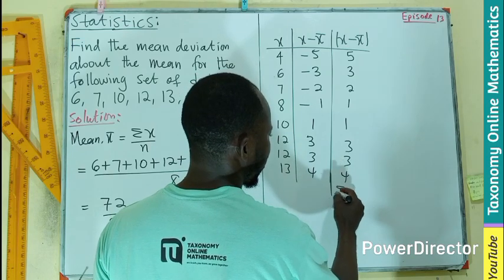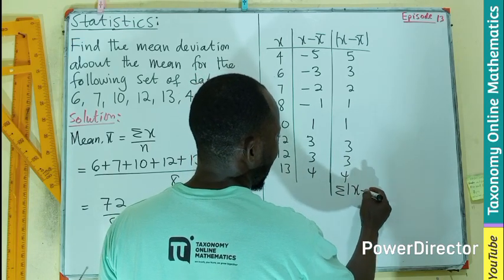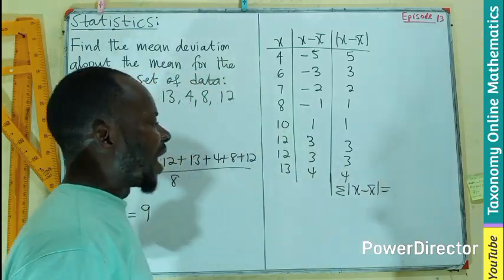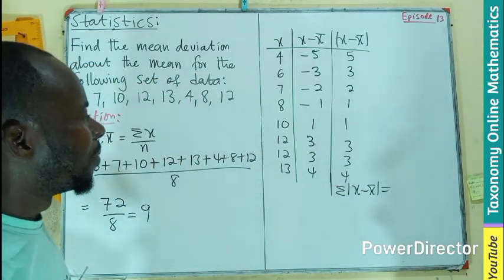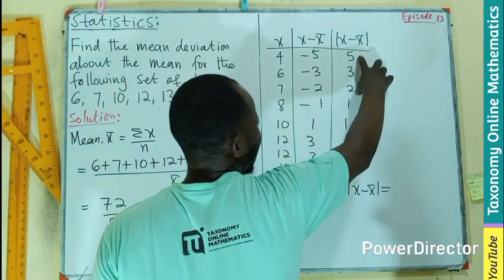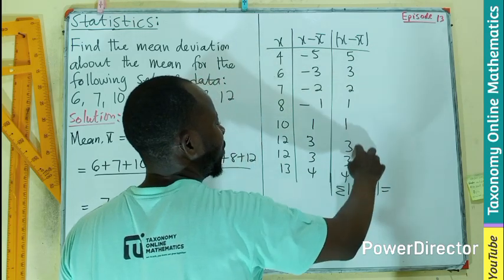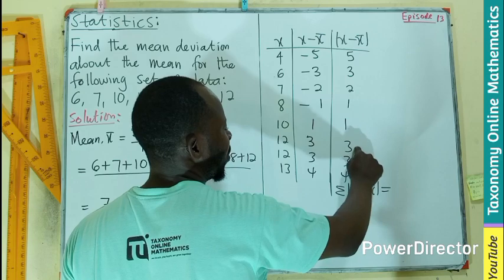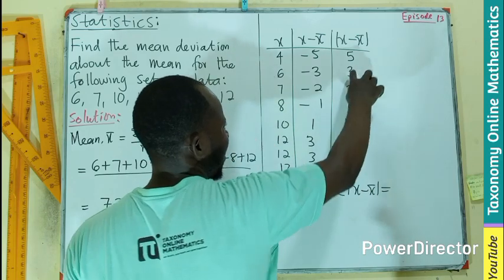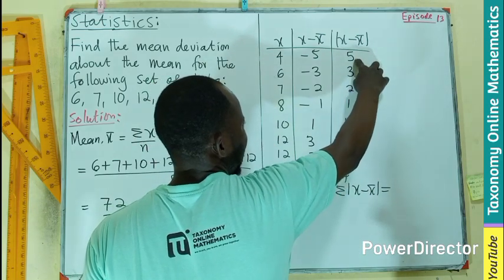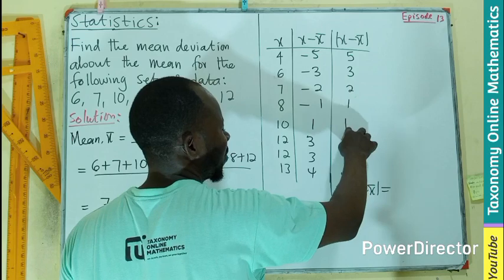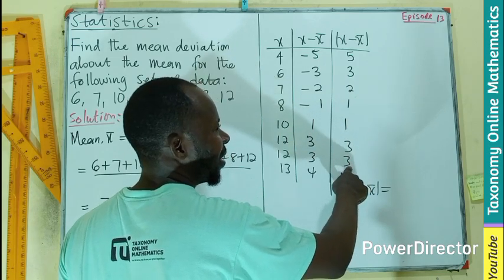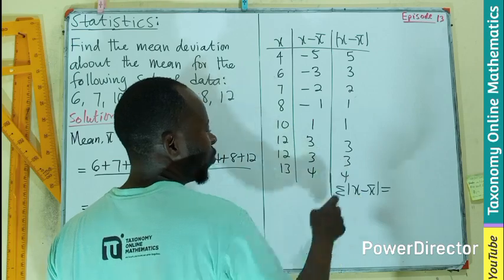So we go for sigma of the absolute value of x minus x bar, meaning we are adding all of them. 5 is here, so 10, plus this, 15. 15 plus this, 18. Plus this, 22.